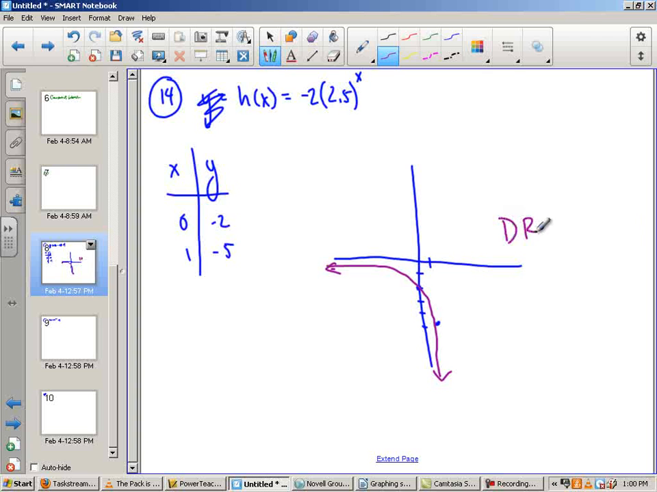One last thing is to do the domain and the range. The domain for all these functions does go left and right forever, so we're going to say that it's all reals. And the range is going to be y. If you notice, all these values are going downwards, so we're going to say less than.